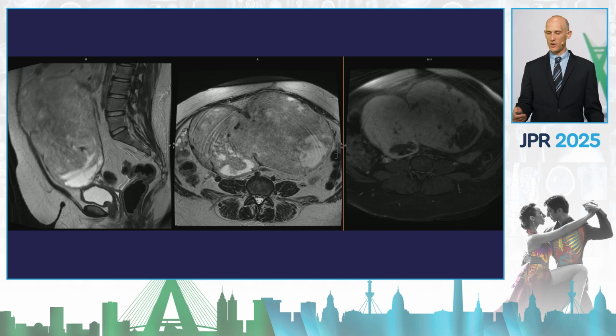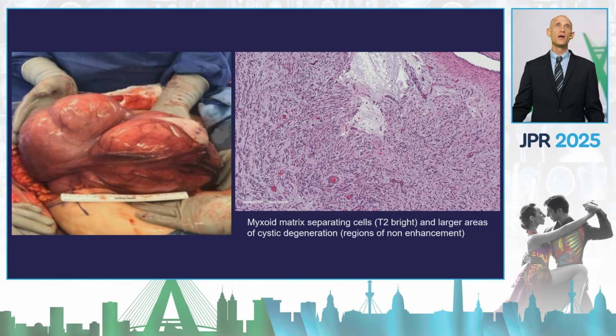Because of this, the mass went on to surgical resection, and here in the operating room, you can see the large size of this uterine mass. And then as we look under the microscope, you can see that it is a spindled smooth muscle tumor without malignant features. But all of this pink material between the cells, that's all that myxoid stroma, which led to the high T2 signal intensity. These areas here are areas that did not show enhancement because those are areas of cystic degeneration.